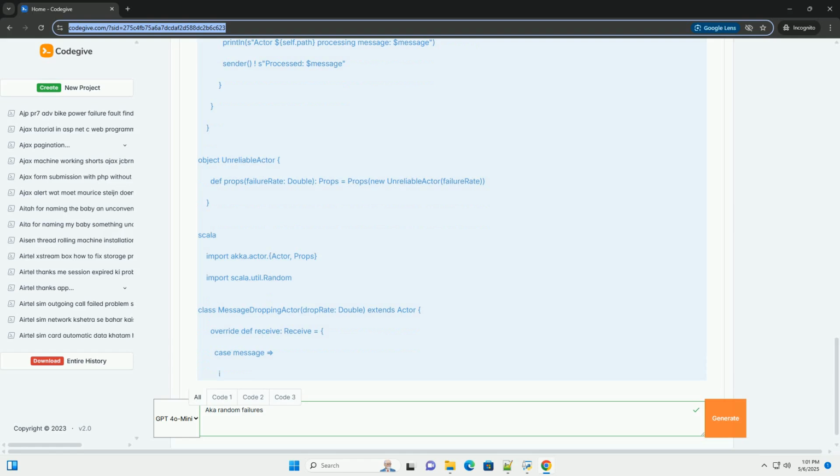Simulate different types of failures. Don't only simulate actor crashes. Also consider message loss, network delays, resource exhaustion, and corrupted data. Automate failure injection. Integrate failure injection into your automated testing process so that you can regularly validate your system's resilience. Consider edge cases. Think about less common failure scenarios that might be difficult to reproduce manually. Use logging. Log failures to help diagnose issues and understand how your system behaves under stress.